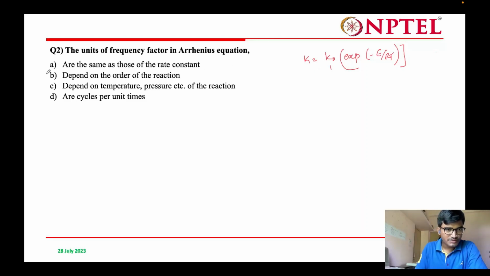Now go to the options. The units are the same as those of the rate constants. This is it. Option B says it depends on the order of the reaction. It does not depend on temperature or other components. So option A is the right answer.